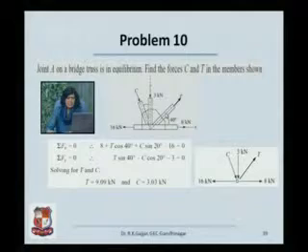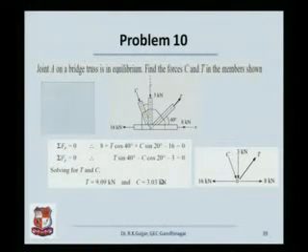Similarly, T sin 40 is going to be in the positive y. 3 kilonewton is itself in the negative y direction, and C cos 20 is going to be in the negative y direction carrying the negative sign. Apply the equation of equilibrium, sigma Fy equals 0, and you are able to solve these two forces.